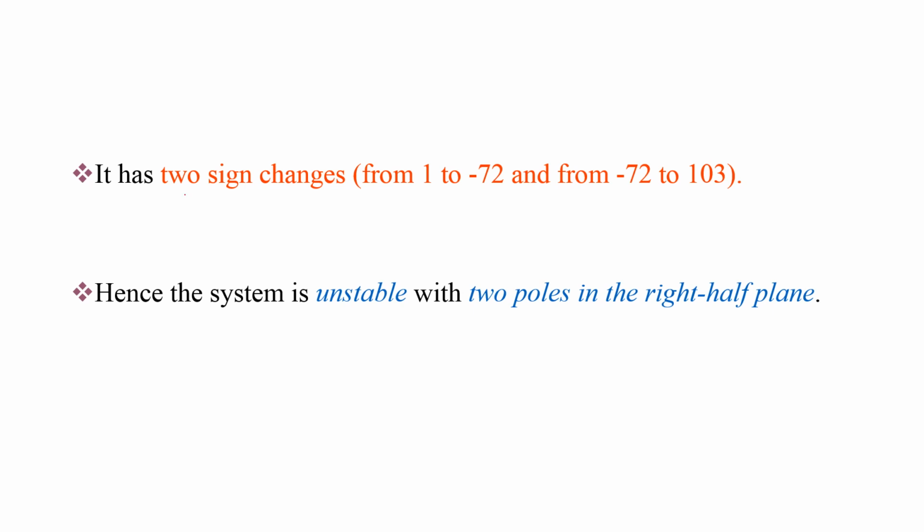So we have two sign changes. One sign change is from 1 to minus 72 and the second one is from minus 72 to 103. So the given system is unstable and we have two right hand side roots. That is about finding the stability of a given system by using the RH criteria.